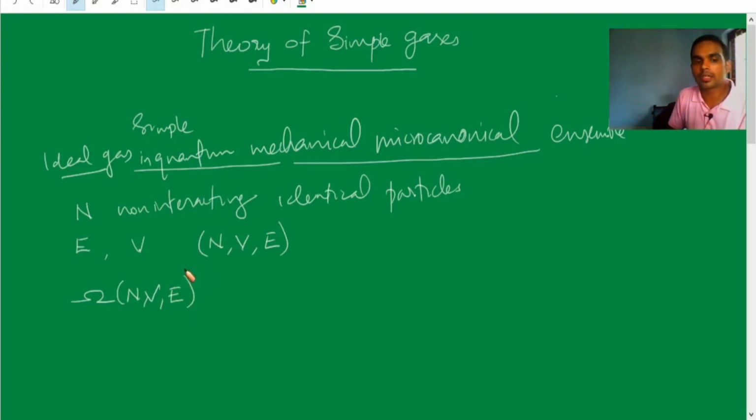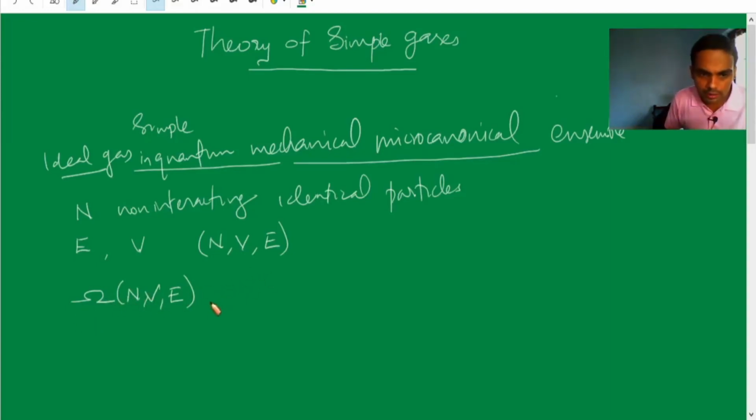Classically, how to deal with these things we have already discussed in the previous chapters. We are going to the quantum mechanical treatment of these systems now. Our aim is to find out this Omega. If we know Omega, we can calculate the entropy, and if we know entropy, we can calculate all the other physical quantities. So the main aim of our discussion is how to find out Omega, and today we aim at finding it.